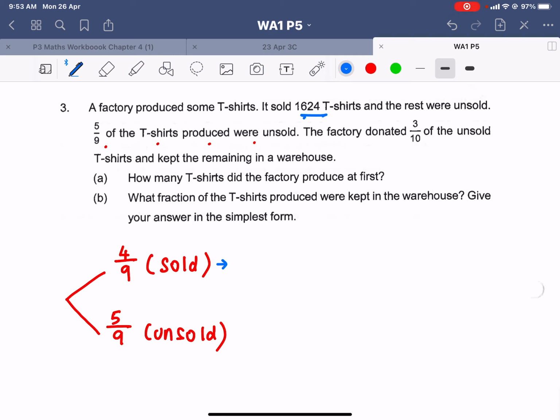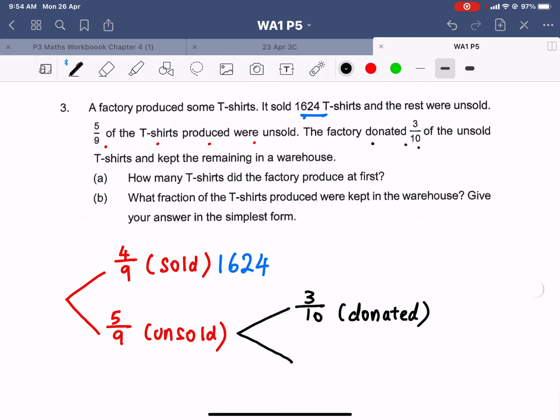This is 1,624. So this branch here is 1,624. Alright, so the question is, okay, let me continue the branch first, alright, before we read the question. The factory donated 3/10 of the unsold. So out of this unsold, 3/10 of it is being donated.